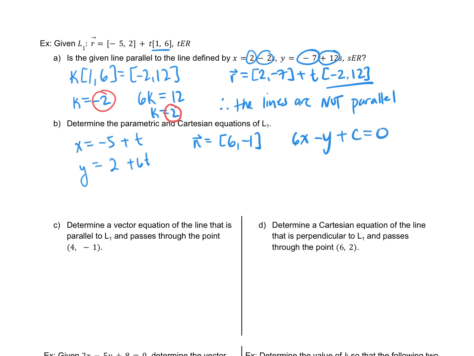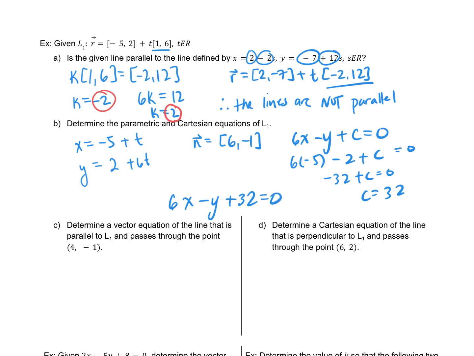So this is what we know about our Cartesian equation. I'm going to use -5, 2 in for x and y to solve for c. So that's going to be -32 plus c. So c is +32. And there's our Cartesian equation.